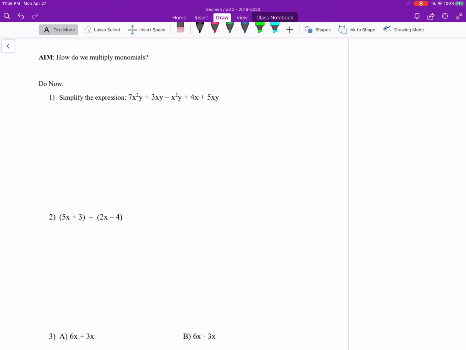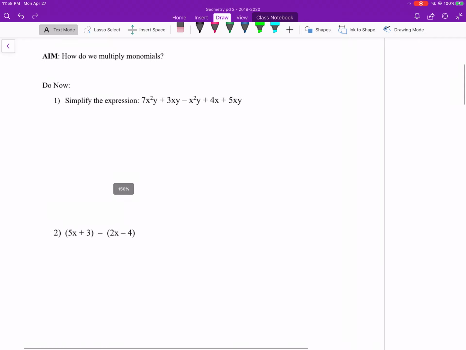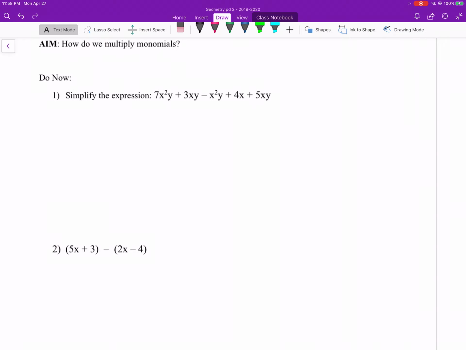You can see your do now is a little bit of practice with what we talked about yesterday, combining like terms through addition and subtraction. And the first one just says simplify the expression, which essentially just means perform the indicated operation.